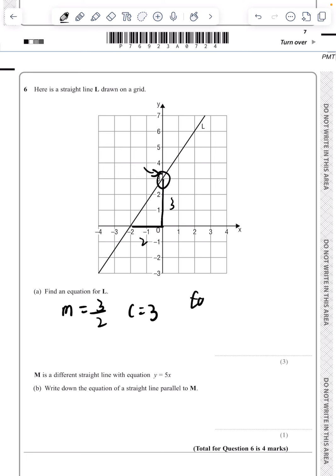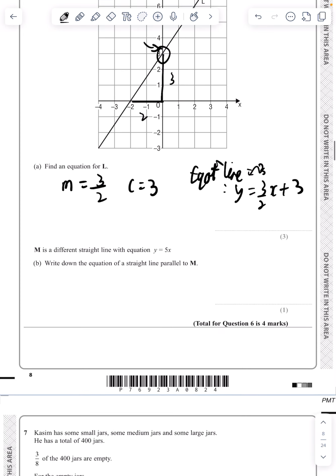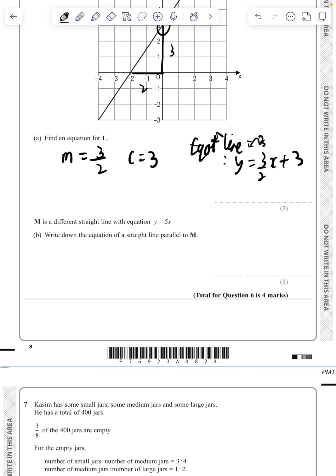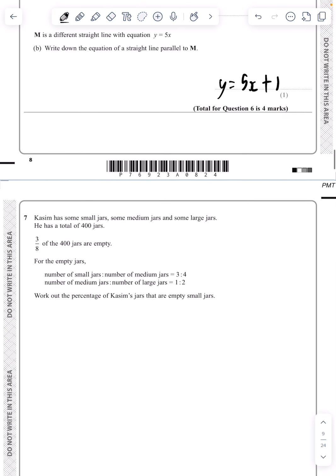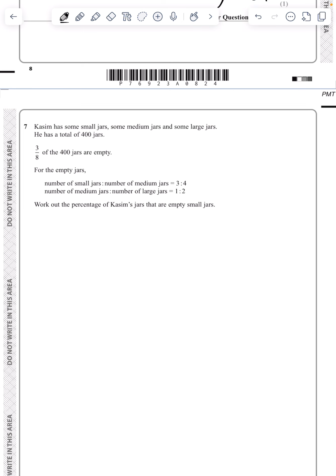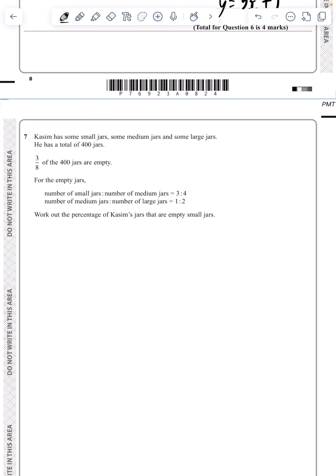So equation of line: y equals 3/2 x plus 3. And equation of a parallel line, all parallel means is the same gradient, so same gradient and just any y-intercept. So that is one line.